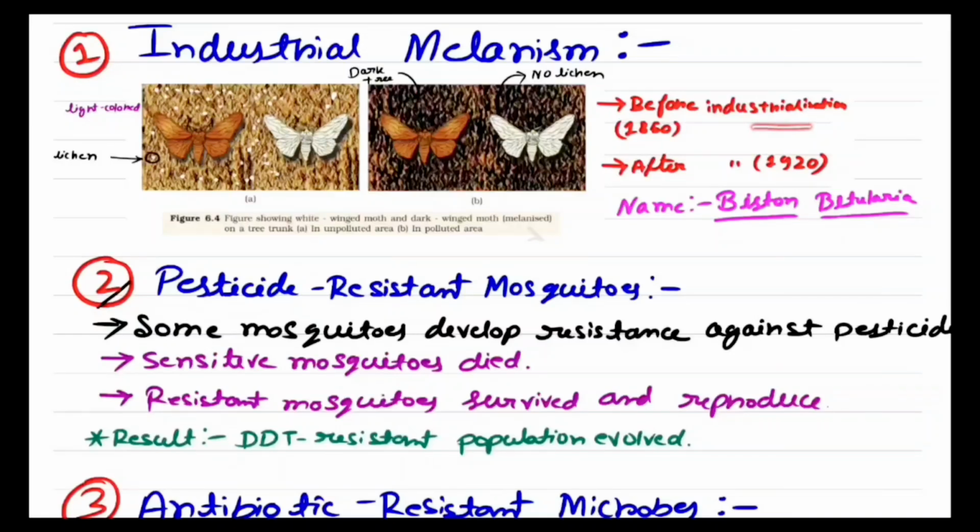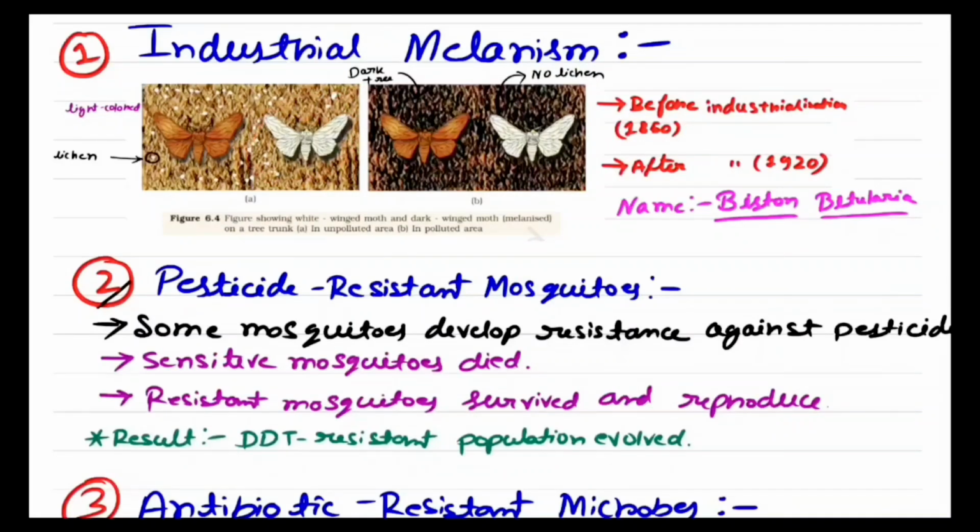Before industrialization, around 1850, tree trunks were covered with light-colored lichens. At that time, the environment was clean. Light-colored moths were more common, but dark-colored moths were rare. So, light moths could hide easily on the light tree bark. Birds could easily see and eat dark moths. As a result, light-colored moths survived more.